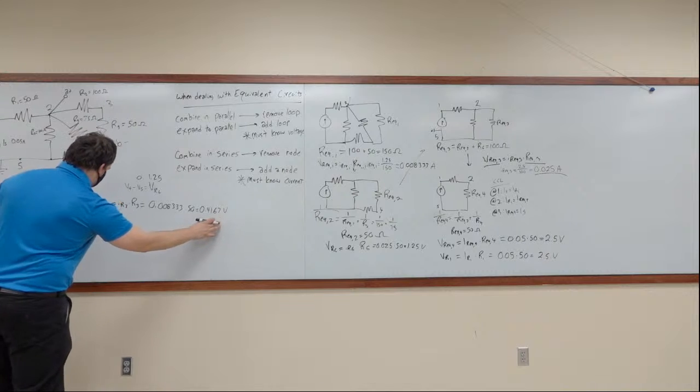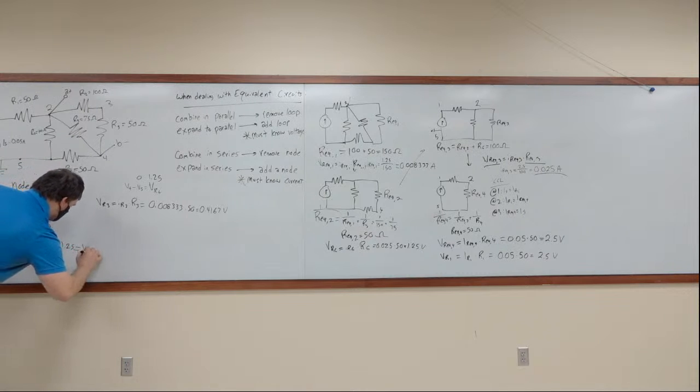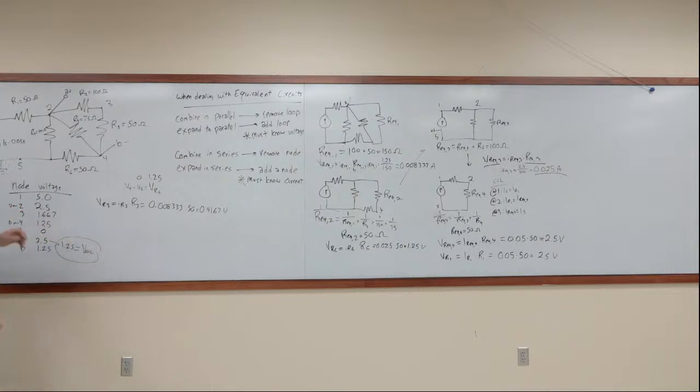Now we add this to V4 to get V3. So 1.25 plus 0.4167 is equal to 1.667. Okay. Now I can go ahead and just say 2 and 4. I'm just going to write them directly in for A and B. This one is 2.5. This one is 1.25, which means the voltage between A and B is 1.25 volts. And that's VOC. Okay. So we have solved the first circuit.